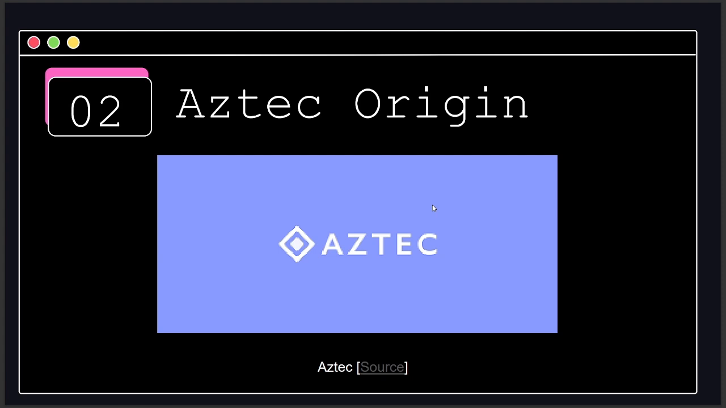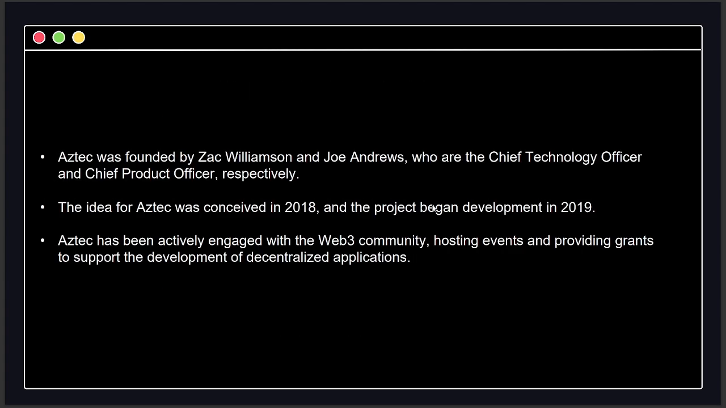Moving on to the origin story of Aztec. So, Aztec was founded in 2018 by Zach Williamson and Joe Andrews, who serve as the Chief Technology Officer and Chief Product Officer, respectively. The idea for Aztec was conceived in 2018, and the project began active development in 2019. Aztec has been actively engaged with the Web3 community, hosting events and providing grants to support the development of decentralized applications. The community engagement has helped Aztec gain momentum and establish itself as a key player in the Ethereum ecosystem.